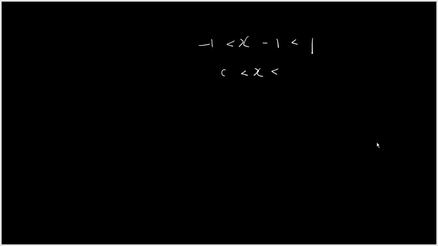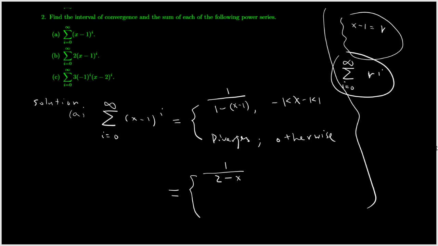You add 1 to all the terms. -1 plus 1, you have 0. Then add 1 to the middle term, you have x. That's what we wanted, right? And then you add 1 to the term on the right, you have 2. By that I mean x minus 1 is in between -1 and 1 is the same thing as x is in between 0 and 2. So the given series converges to 1 over 2 minus x when x is in between 0 and 2. That's actually the interval of convergence.